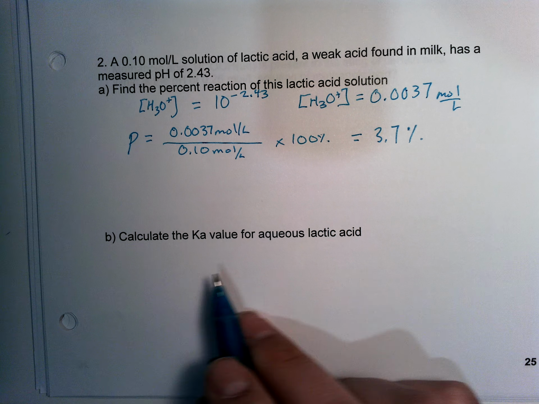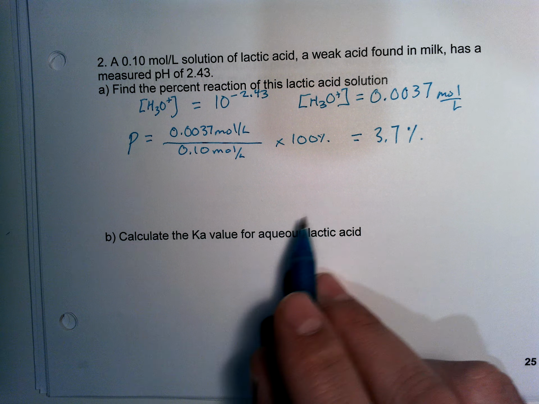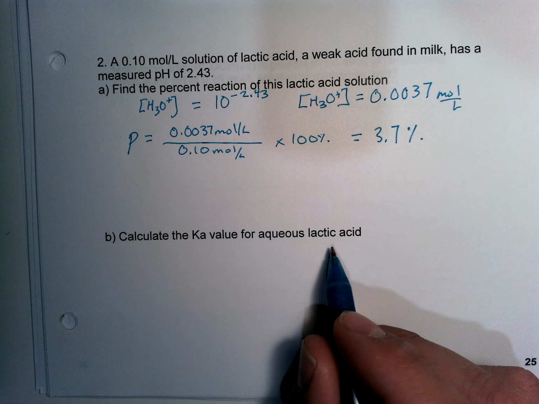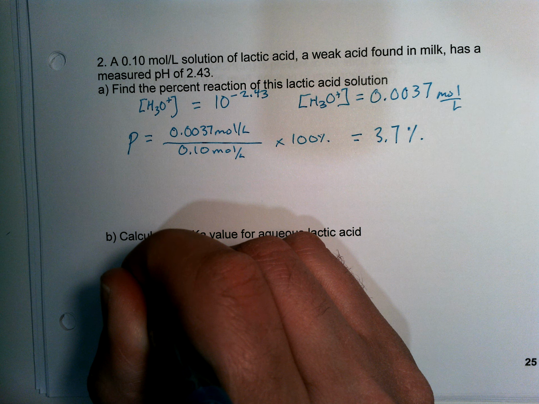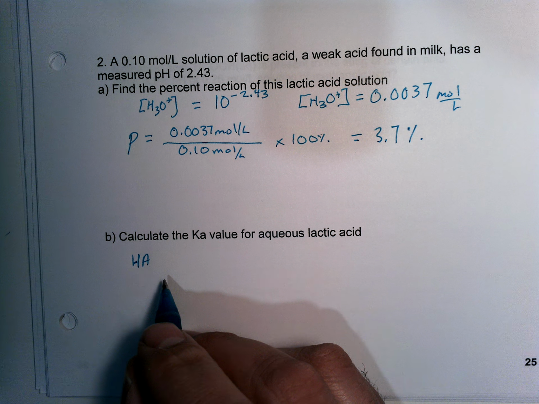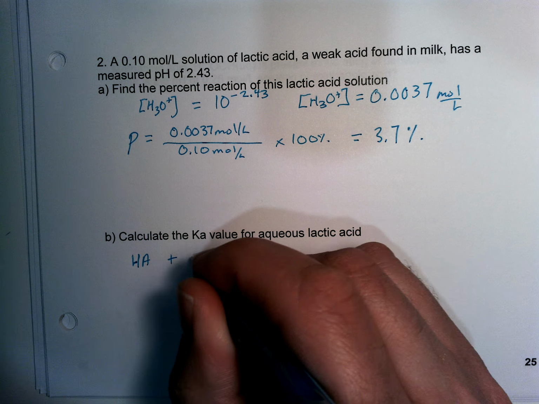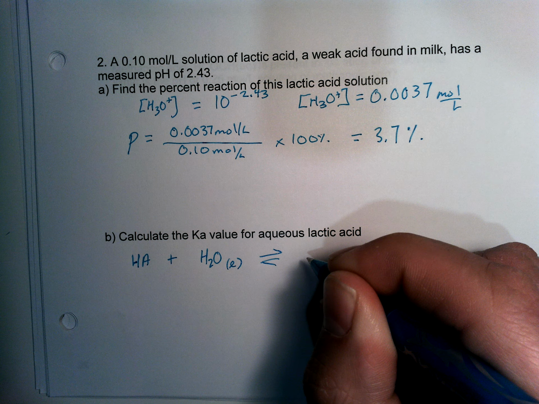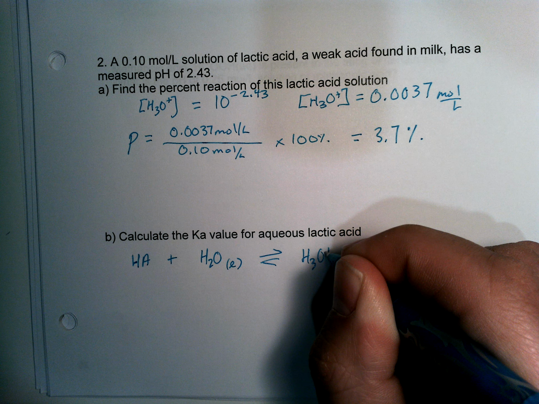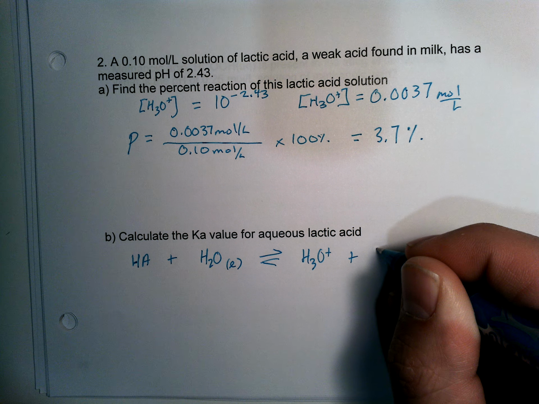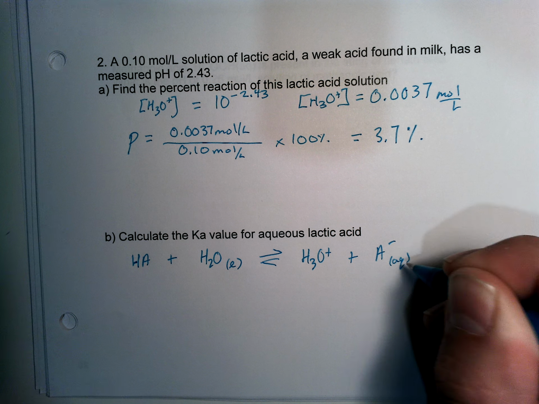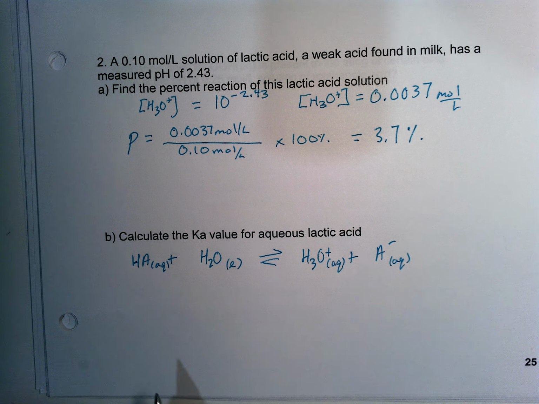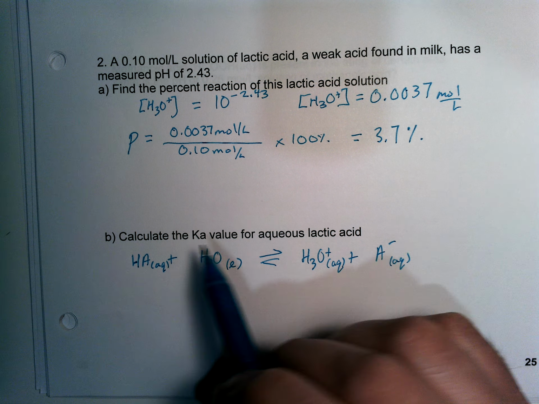And then the Ka value for lactic acid. We don't know what lactic acid is. We don't know its formula. So for any of these, if we don't know, we can always just use the general formula: HA, our weak acid, plus H2O. And that's always going to produce H3O plus and our conjugate base, A minus. So even though we don't know what this acid is, we could look it up, or we could just use this general formula because it's always going to be the same as this anyway. We write out our ice table.